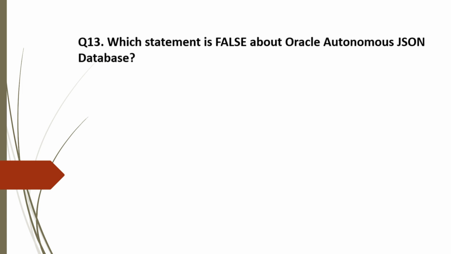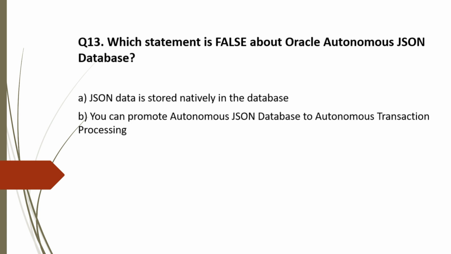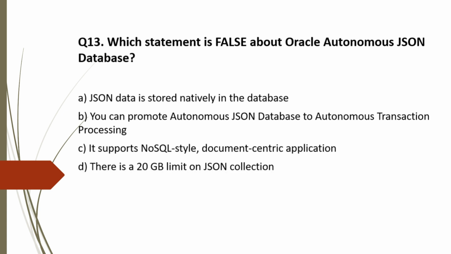Question 13. Which statement is false about Oracle Autonomous JSON Database? And the options are A. JSON data is stored natively in the database. B. You can promote Autonomous JSON Database to Autonomous Transaction Processing. C. It supports NoSQL style document-centric applications. And D. There is a 20 GB limit on JSON collection.